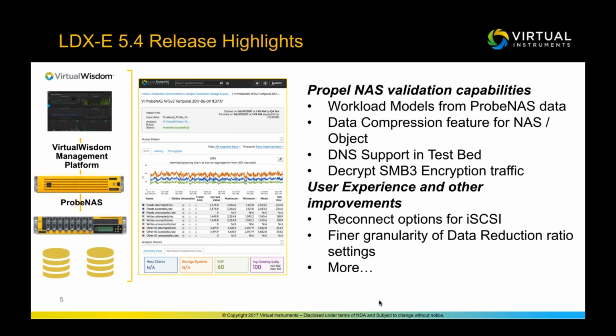We also added the ability for the user to specify the data content for NAS and object workloads that will yield a specific compression ratio. That functionality has already been there for Fibre Channel and iSCSI workloads. What we did is extend the same capability to NAS workloads and object workloads. Finally, we added DNS support for testbeds. For a long time, you could only specify IP addresses. Now you will also be able to specify the host name when you define an IP testbed, whether it's for NAS testing or for object testing.